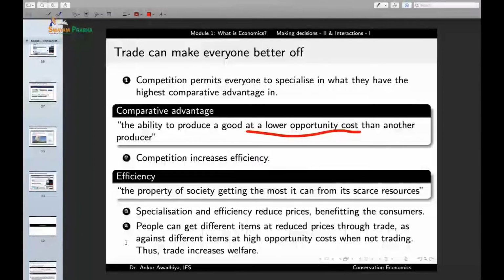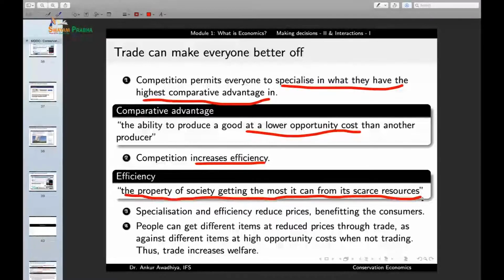So competition permits everyone to specialize in what they have the highest comparative advantage in. Now, when you are only producing milk and I am only producing wheat, it also leads to an increase in efficiency. Now, efficiency is the property of society getting the most it can from its scarce resources. Now, in this case, the resource is time.